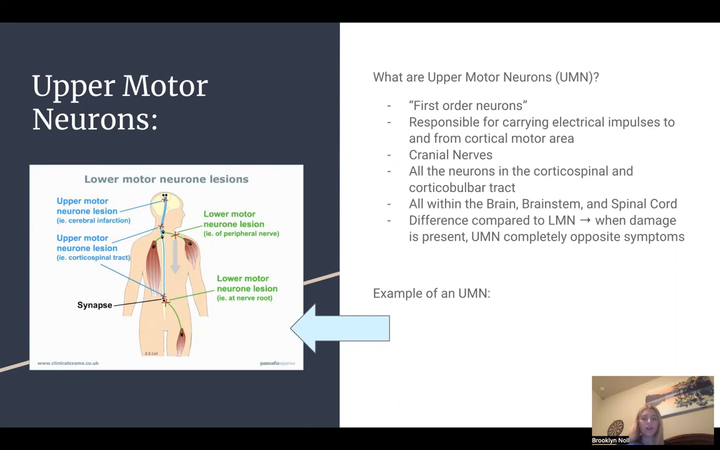The difference compared to lower motor neurons is that when damage is present, these neurons have the complete opposite symptoms of the lower motor neurons. So, for an example, this little blue track right here, you can see that this is the upper motor neurons.